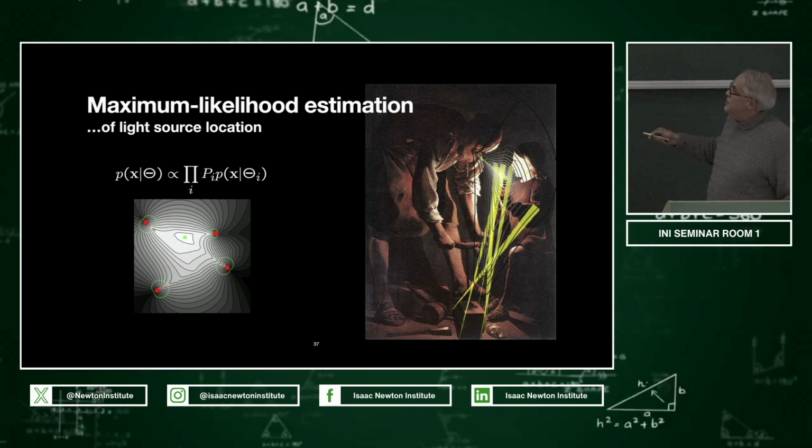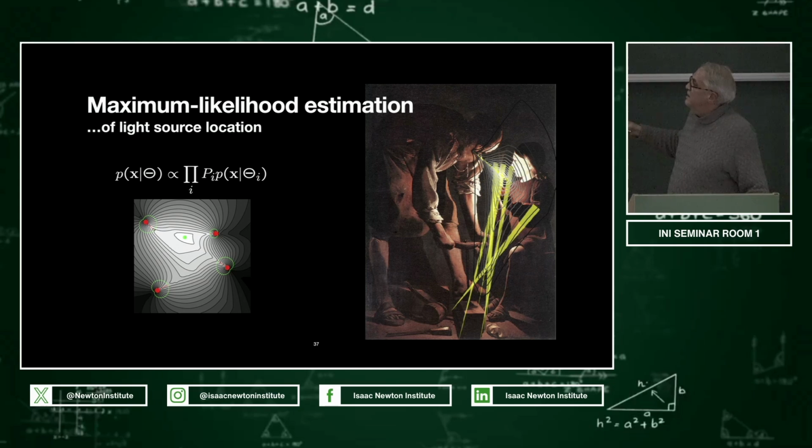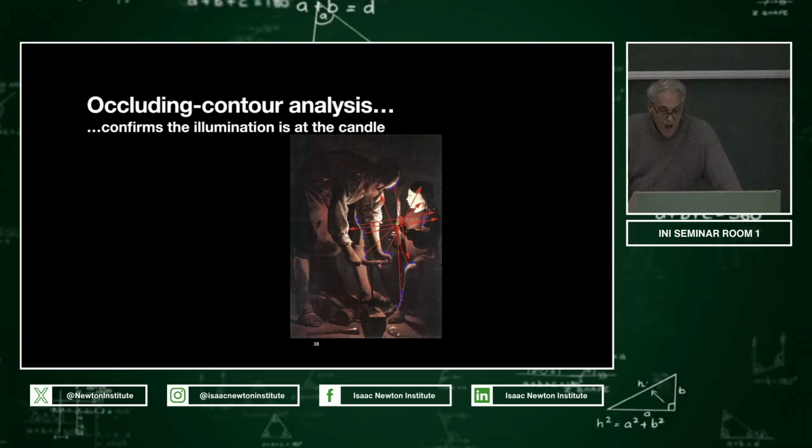Basically, each cast shadow tells you a given direction with a given fall off. You multiply those probabilities, most likely here, less likely here, less likely here. That's what I have here. Certainly at the candle, not outside the frame of the painting, as Hockney claimed.